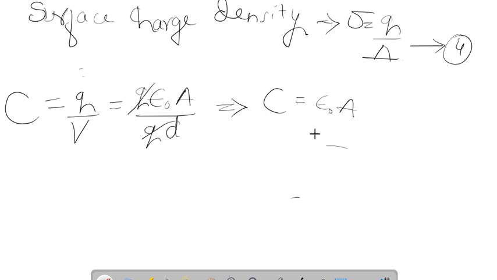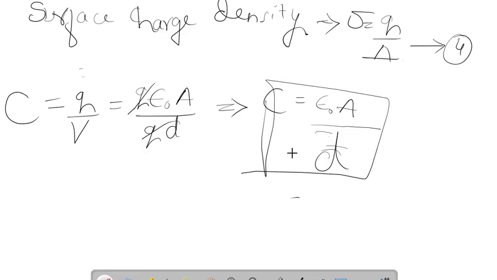Therefore, this will become small d. This is the expression for the capacitance of the parallel plate capacitor.